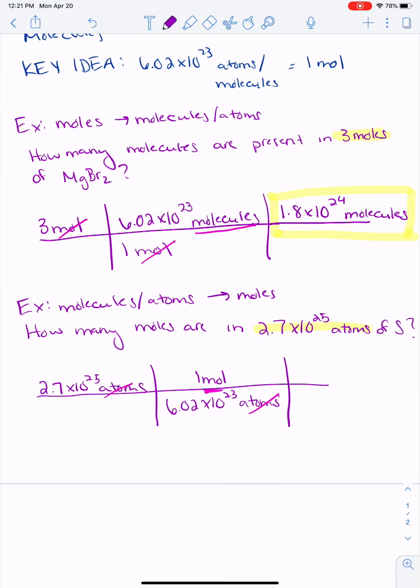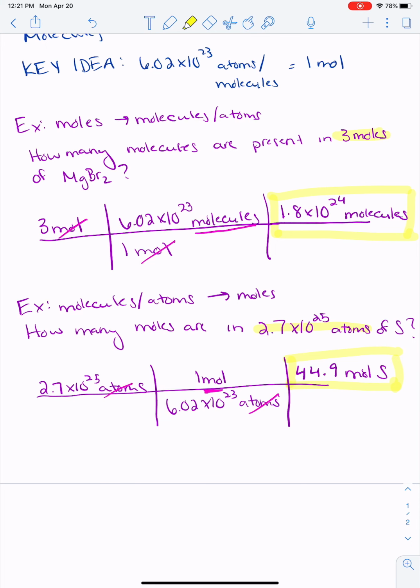So now I just put this in my calculator. I would do parentheses 2.7 times 10 to the 25th, close parentheses, divided by parentheses 6.02 times 10 to the 23rd, close parentheses. And I would end up getting 44.9 moles of sulfur, and that would be my answer.